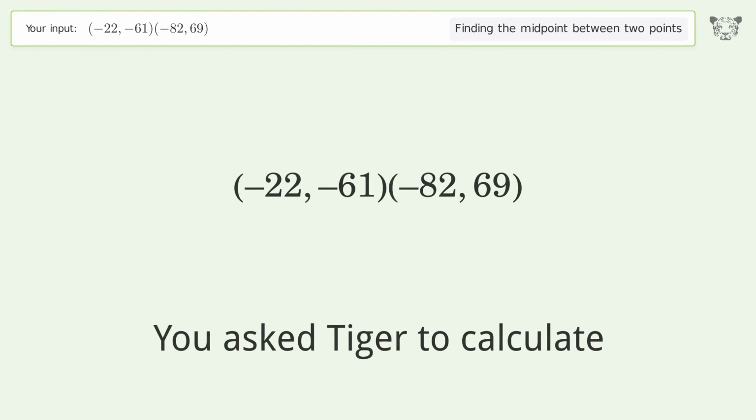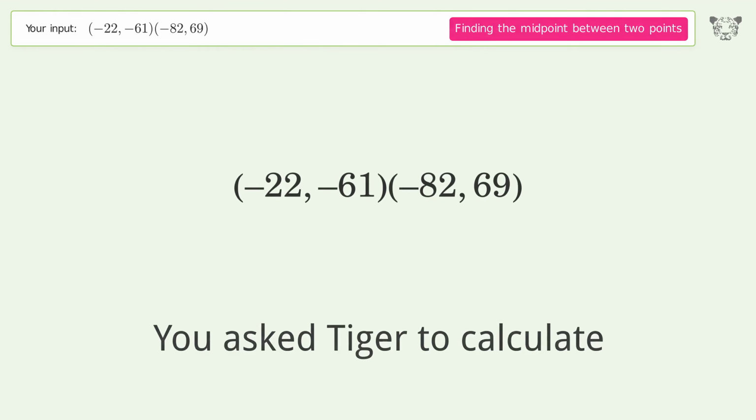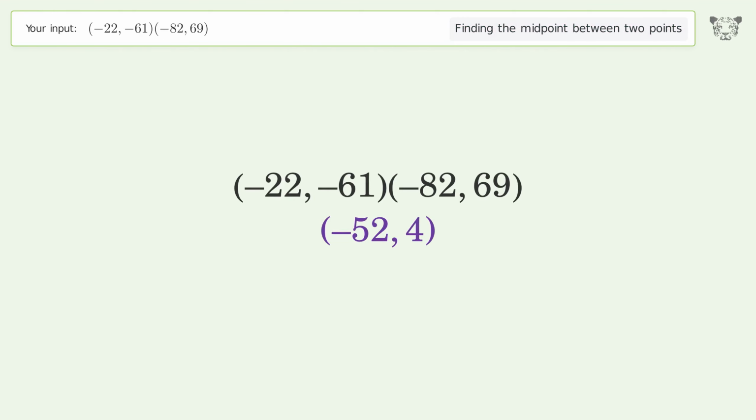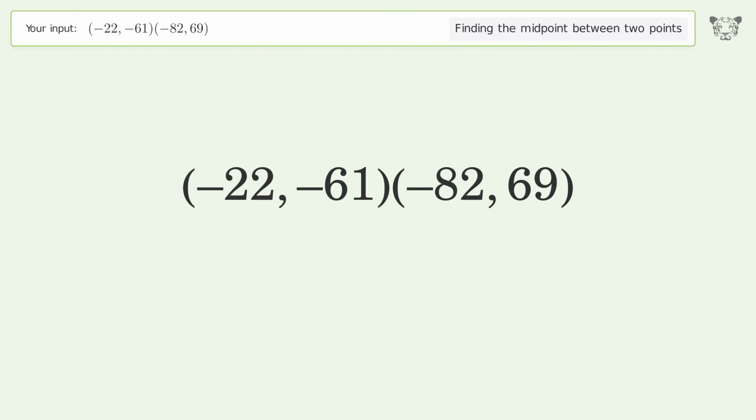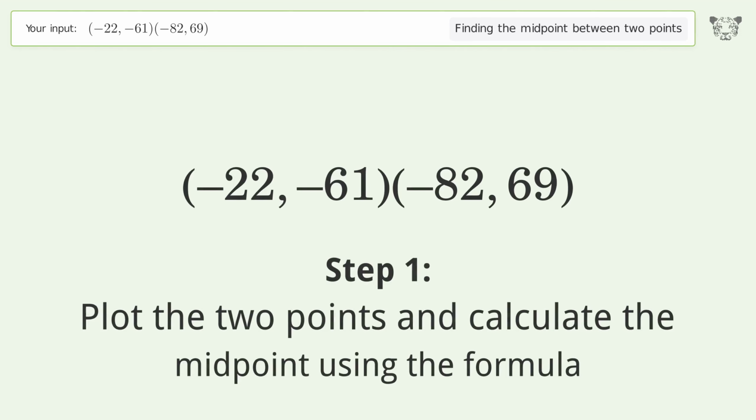You ask Tiger to calculate. This deals with finding the midpoint between 2 points. The midpoint between the 2 points is -52,4. Let's solve it step by step. Plot the 2 points and calculate the midpoint using the formula.